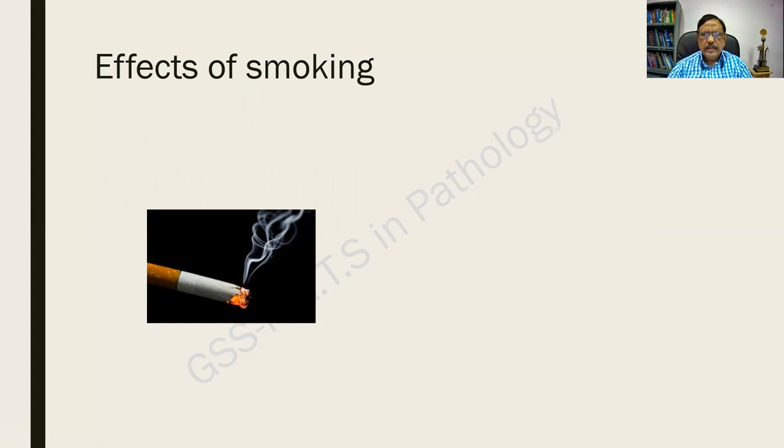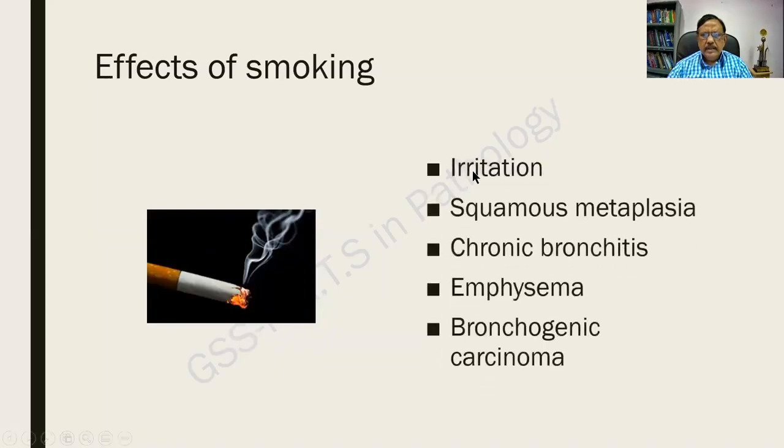What are the hazards of cigarette smoking? It can be a question in environmental pathology, but let us see what happens in pulmonary pathology. It can be just an irritation, because of which there can be a squamous metaplasia. There can be a chronic bronchitis, which we are seeing. An emphysema, mainly centriacinar type of emphysema. A bronchogenic carcinoma. These are all some of the pulmonary diseases associated with cigarette smoking.